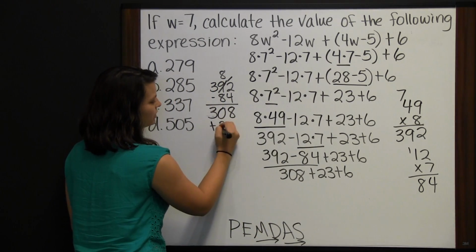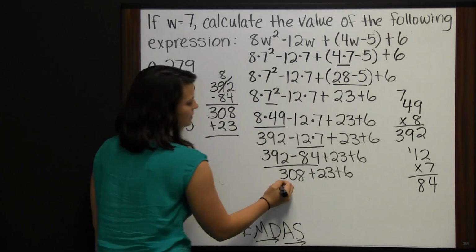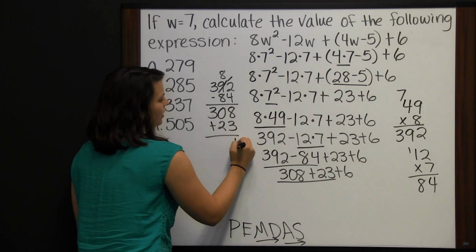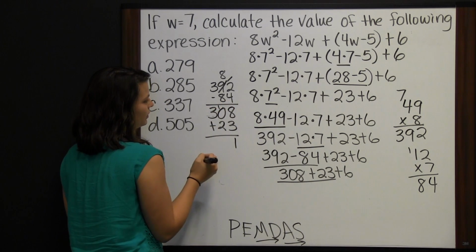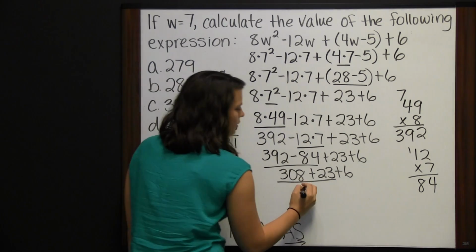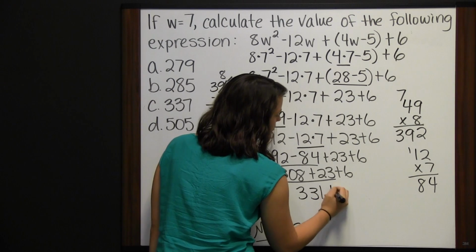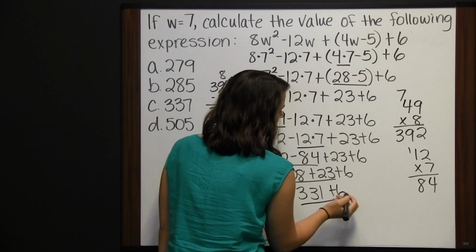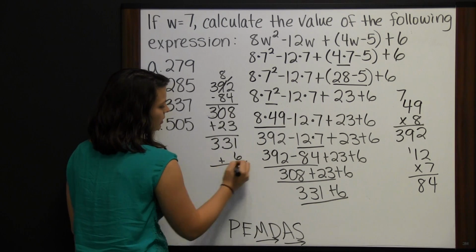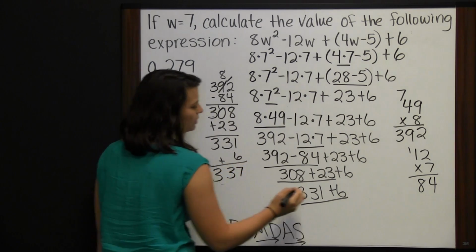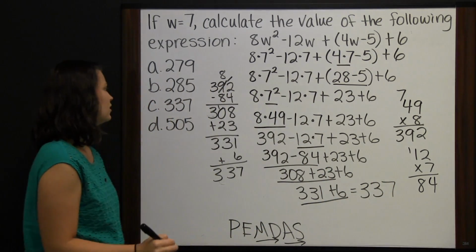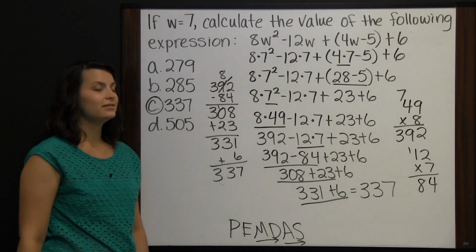So that means we need to add 23 to our 308. That's the next thing we're going to do. 8 plus 3 is 11. Carry the 1. 1 plus 2 is 3. And bring your 3 down. So we have 331 plus 6. And that's the last thing we're going to do, add 6 to 331. So we get 337. Our final answer is 337, which is answer choice C.